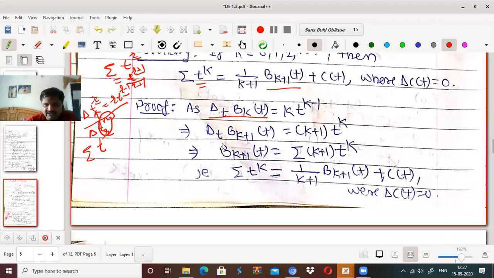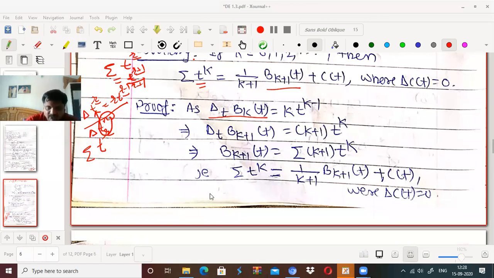So as delta of b_{k+1} of t is equal to (k+1) into t to the power k, therefore the summation of (k+1) into t to the power k must be equal to b_{k+1} of t. This is a summation with respect to t, so k+1 is a constant that can be taken outside. So we get (k+1) into the summation of t to the power k equal to b_{k+1} of t.